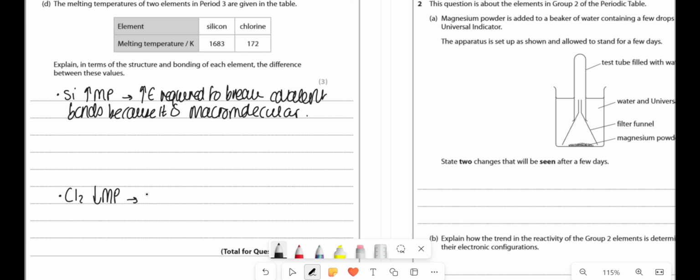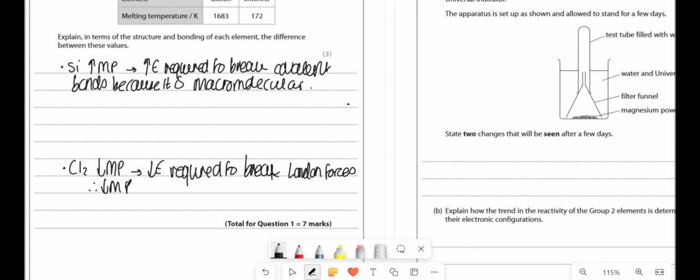Cl2 has a lower melting point because you need less energy required to break, and you need to decide what bonds are being broken in this. So it's a simple molecule, so there's less energy required to break. People call them London forces, you could call them van der Waals forces, but you've got less energy required to break these, therefore it's a lower melting point. There you go. And that's because it is a simple molecule.